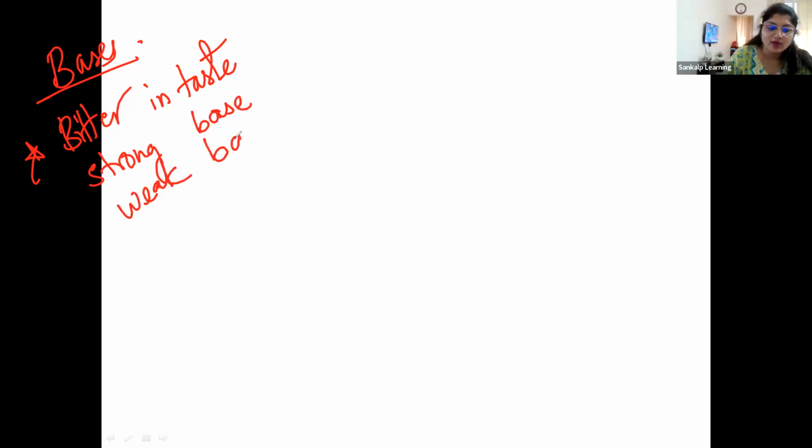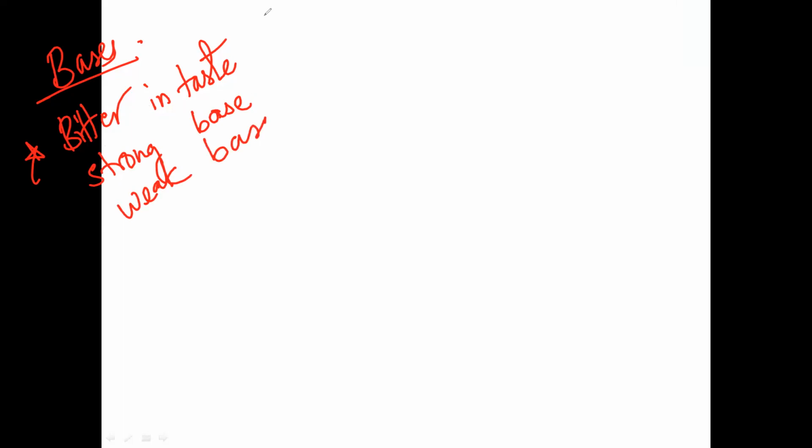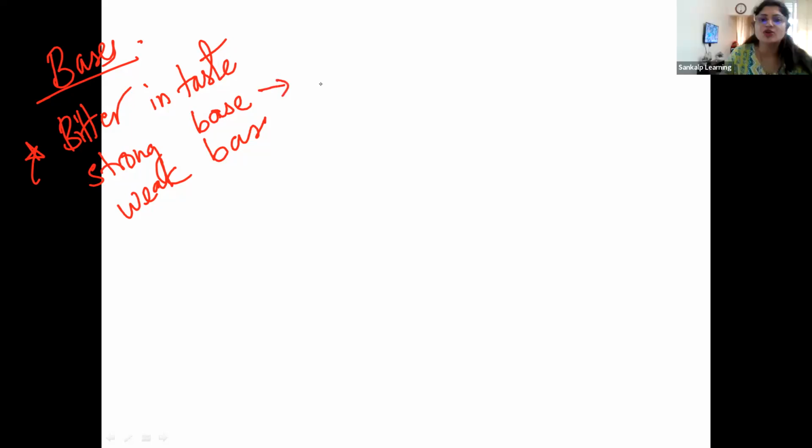Now what is the definition of a strong base? Strong bases will be corrosive in nature. Weak bases will be non-corrosive. So it's almost the same as strong acids. Some examples of strong bases are sodium hydroxide, NaOH, then KOH. So these are the strong bases.